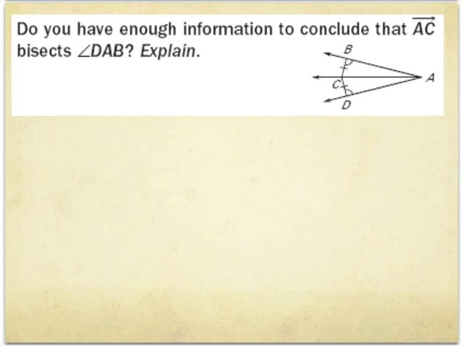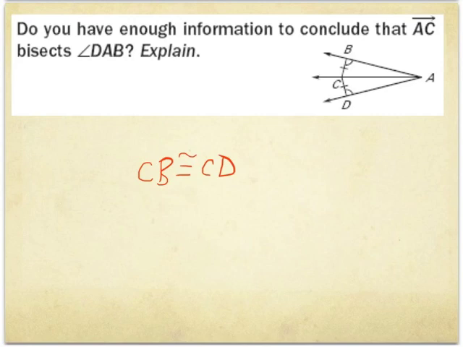A good strategy when approaching any of these problems is always to ask yourself, well, do I have the information necessary to conclude certain things about the given picture? And here they want us to conclude that ray AC bisects the larger angle DAB. Well, what we're given is that the two interior equidistant sides, so side CB, is congruent to side CD.